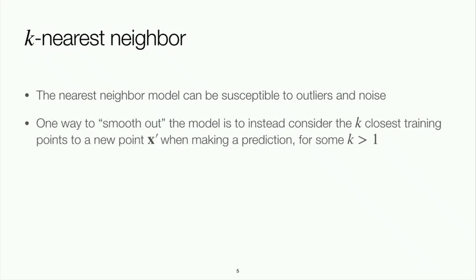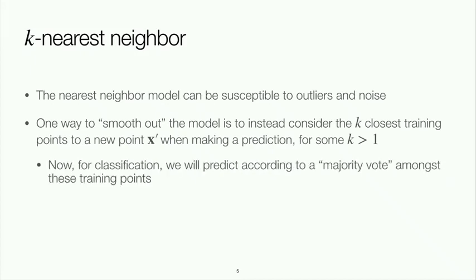when we're only looking at a single nearest neighbor to make our prediction. So one way to, quote unquote, smooth out this model, and I put these in quotes when I say things that are not necessarily technically rigorous, but you get the intuition behind it, is to instead consider the k closest training points to a new point x prime, for some k greater than or equal to 1. For certain reasons, this k is often chosen to be some small odd number, like 3, 5, 7, 15. Doing this allows your model to be a little bit more robust to the different types of outliers or noise that you might see in your training data.